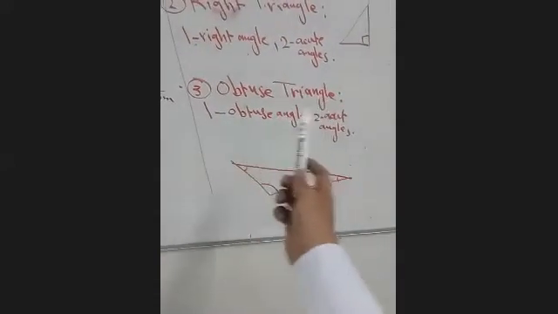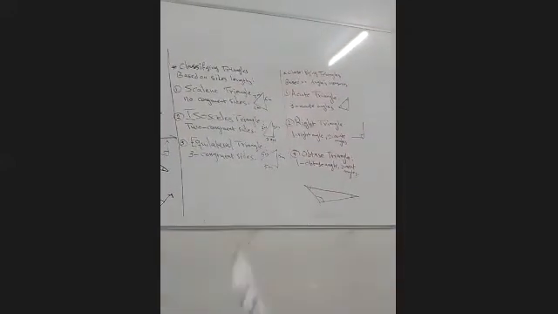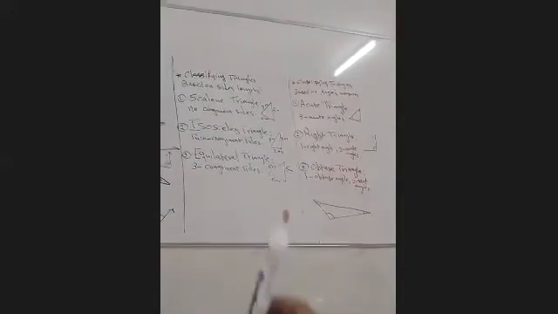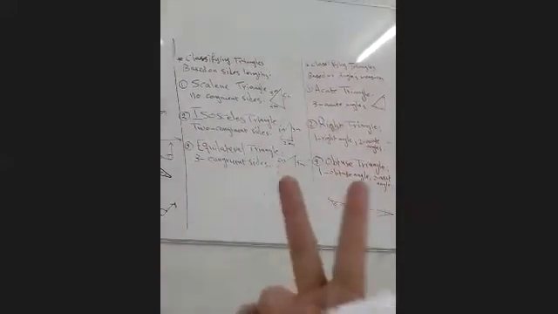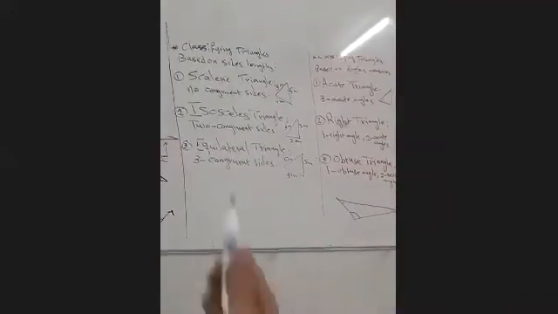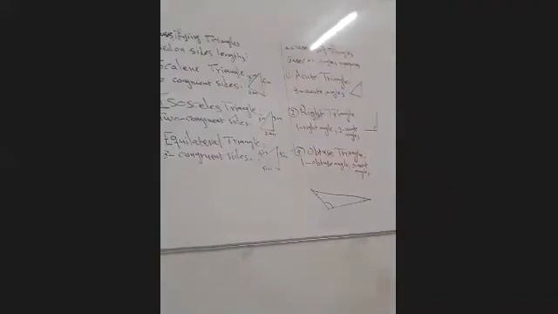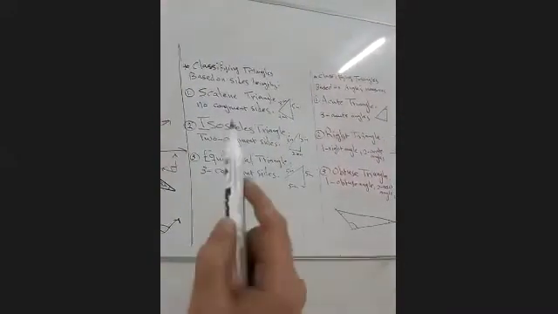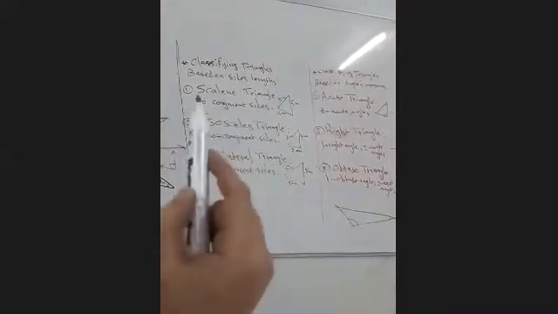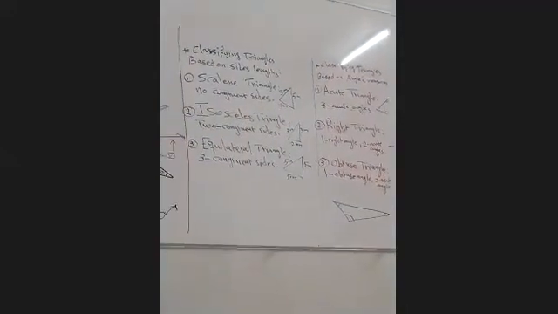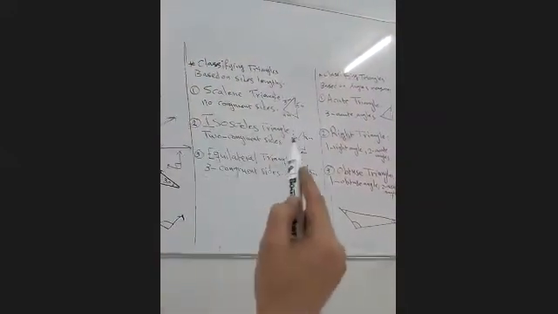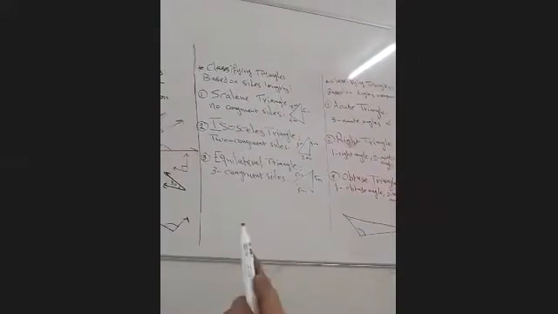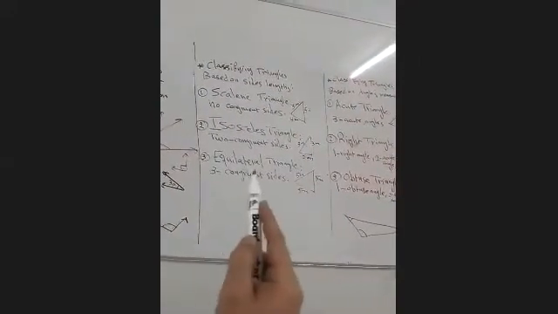So what do we call it? Obtuse triangle. Now look here at these two sections. Any triangle has two names: a name for its side lengths and a name for its angle measures. For side lengths, we have three types. If there are no congruent sides, we call it scalene. Two congruent sides, we call it isosceles. Three congruent sides, we call it equilateral.